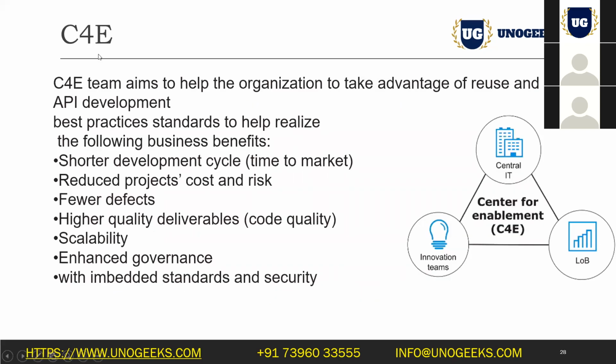So every organization will have a team C4E, which is called Center for Enablement. So what does this team do? This team aims to help the organization to take advantage of reuse and API development. So there's a team which will sit and monitor all the APIs which are already built. And it will help the developers: yeah, this API is there, you can take leverage of these APIs. So that is what it is saying.